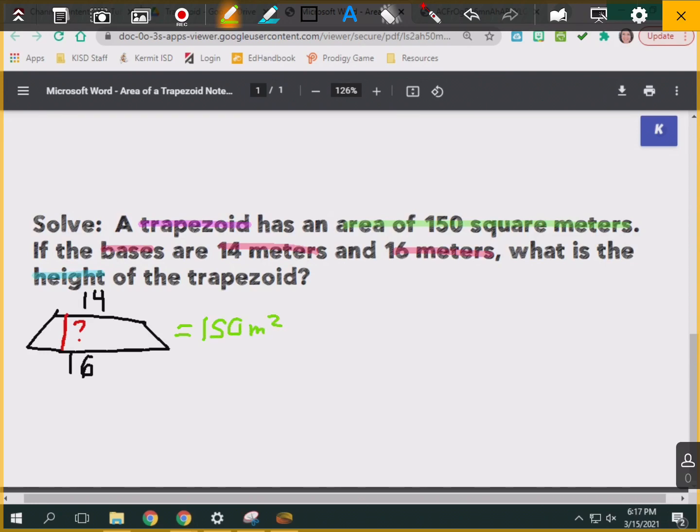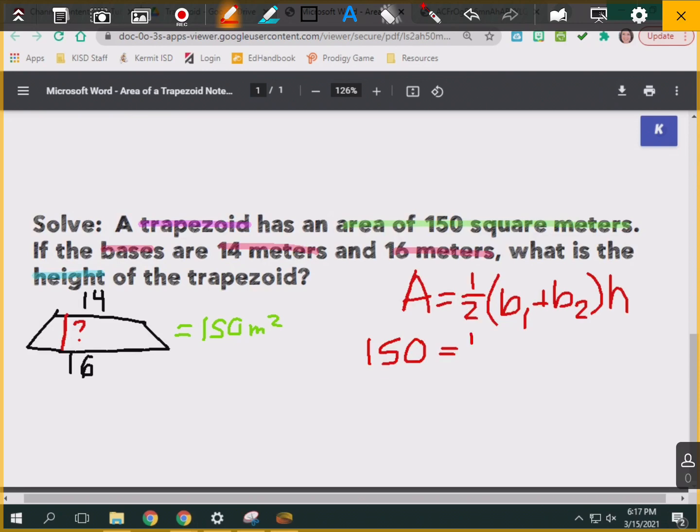So, using this information, we're still going to use that formula. A equals 1/2 base 1 plus base 2 times the height. So let's plug in the information we have. I don't need to write the A because I already have the A. That's the area. 150 equals 1/2, and then we need the bases, so 14 plus 16. We are left with h at the back. We would first need to add and then divide by 2 before we could even move anything away from that h.